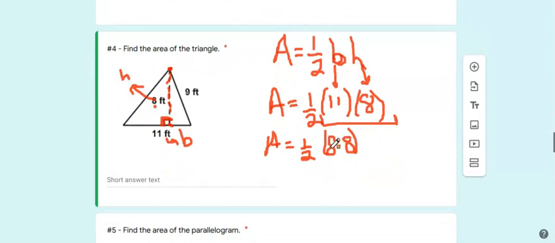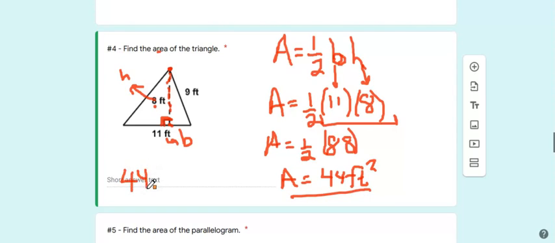What is 1/2 of 88? Or take 88 and cut it in half. And cutting it in half is like dividing by 2. So that would be 44, right? 44 is half of 88. So this is area, so it's square units. So this is 44 feet squared. So that's what I would label it. Because it's a Google form, we'll just put in the number. So you're just going to put in 44.